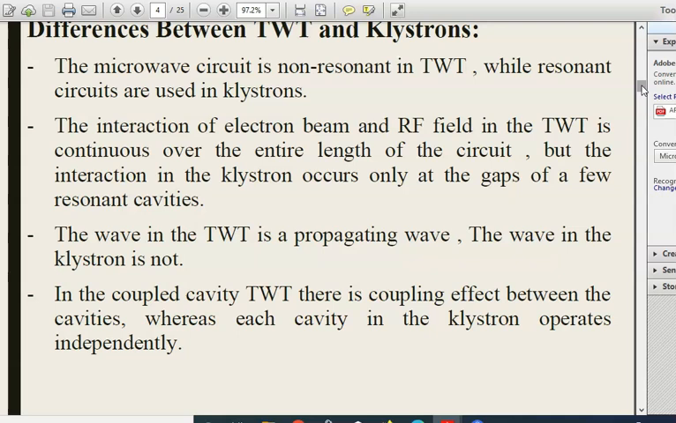Then the third one is that the wave is propagating in a TWT because it is moving, whereas the wave in the klystron is not. And in the last difference, in the case of a coupled cavity TWT, there is a coupling effect between the different cavities, whereas in the case of a two-cavity or multi-cavity klystron, the different cavities or the reentrant cavities work independently.